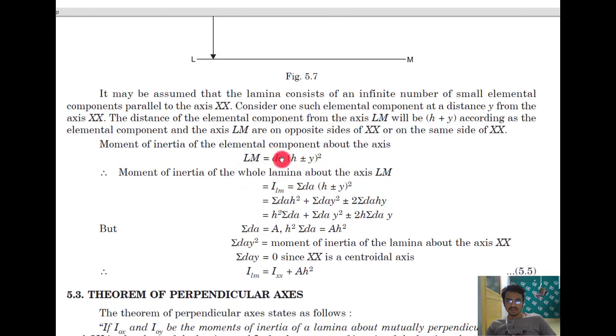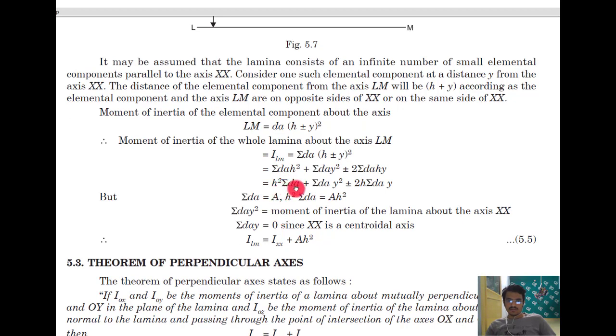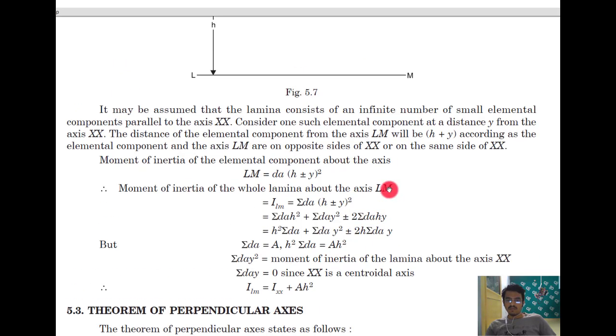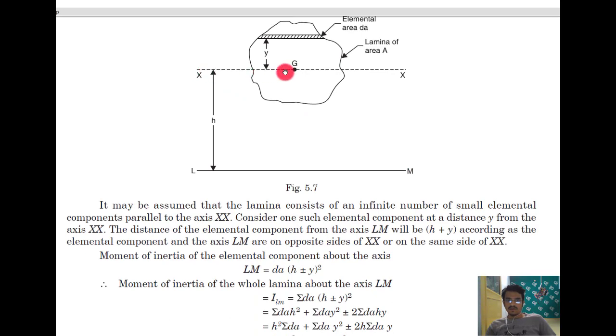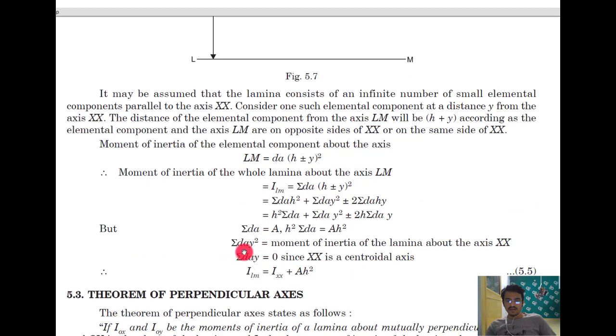Then, this dA is for the elementary area; for the whole lamina we have to integrate it, or you can take the sum of that. So, h square summation of dA plus summation of dA into y square plus 2h summation of dA into y. Now, when we integrate this dA into y, the y becomes y bar, the distance of the centroid of that figure from the centroidal axis, and that will be 0. So the integral of y dA is equal to 0, as the axis is the centroidal axis.